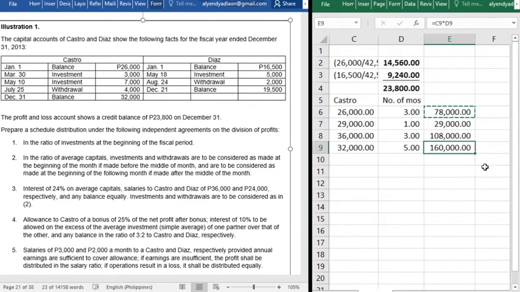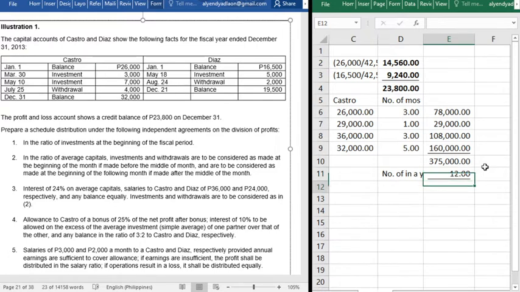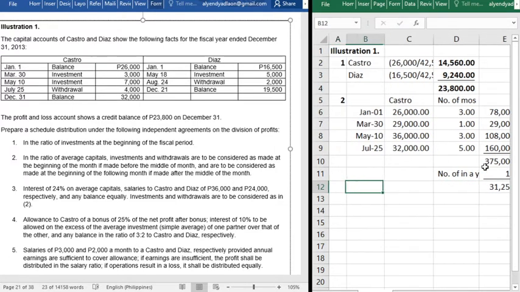Now let us get the sum. The sum of these 4 is 375. But take note, class, that we have to get the average. So we have to divide it by the number of months in a year, that is 12. So 375 divided by 12, the average capital of Castro is 31.25. This is his average capital.